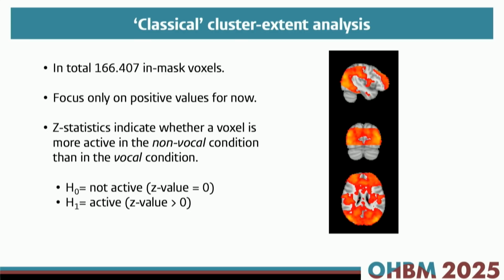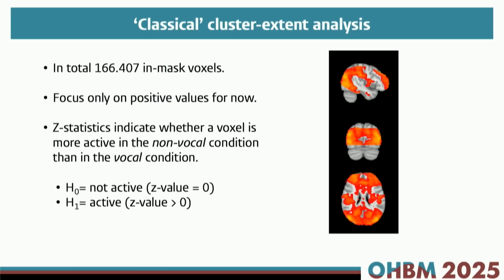So the experiment that was done on this is that people were in the scanner listening to sounds that were either non-vocal, so non-speech sounds, or sounds that sounded a lot like vocal sounds. There weren't actually words, but they resembled words in a way. And for these two conditions, we subtracted the activation, and then we got this map.